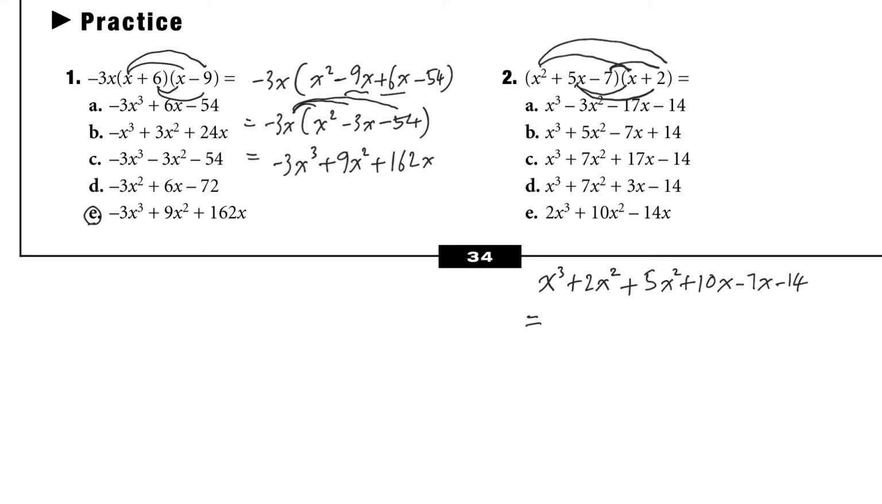We're all done with expanding the brackets. Now I'm going to collect like terms. X cubed. And we have 2x squared and 5x squared, so total 7x squared. And 10x minus 7x is plus 3x. And then we have the minus 14. So the answer is x cubed plus 7x squared plus 3x minus 14. Answer is D.